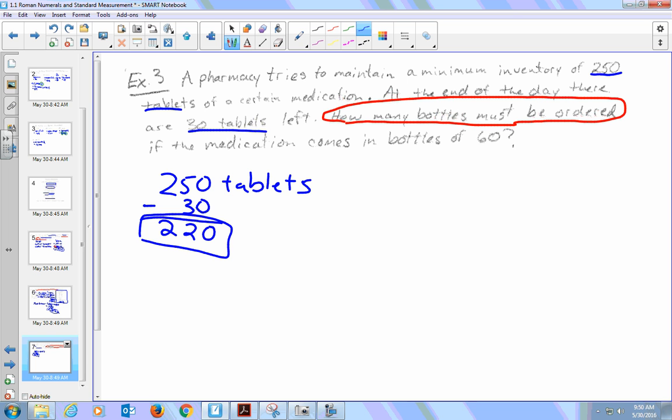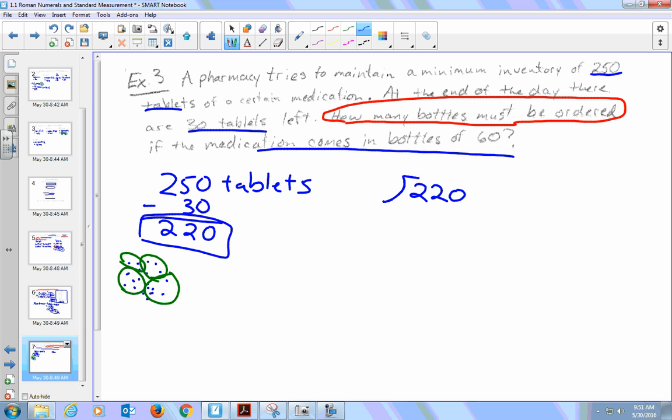Okay? Now, the medication comes in bottles of 60. So say we need 220 tablets, right? So say these are your tablets, and say there's 220 of them. We need to divide them up into groups of 60 so that we know how many bottles we need, right? So if the green represents the bottles, obviously that means we're going to be dividing. So we're going to be dividing 220 by 60 because there's 60 tablets per bottle.